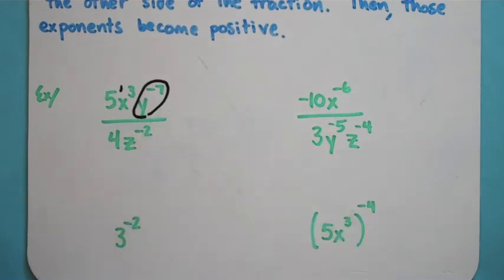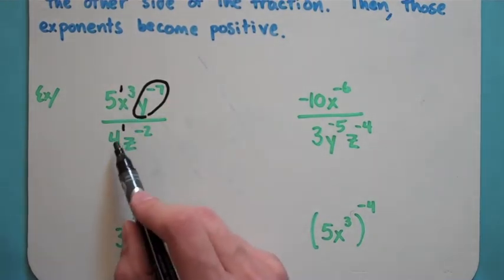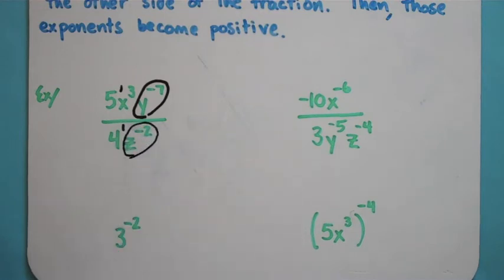He has a negative exponent. He's going to have to move. We'll get to that in a little bit though. On the bottom here, remember 4 has its own exponent of 1. So 4 is good right where it is. But this z also has a negative exponent. It's going to have to move to the other side of the fraction.